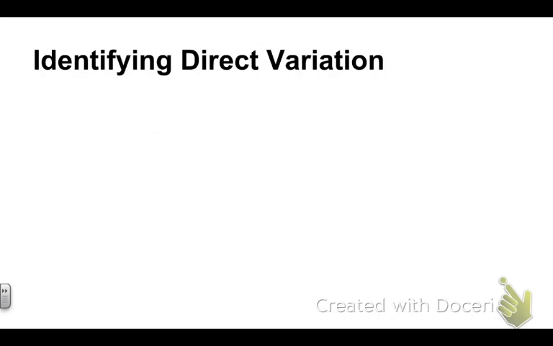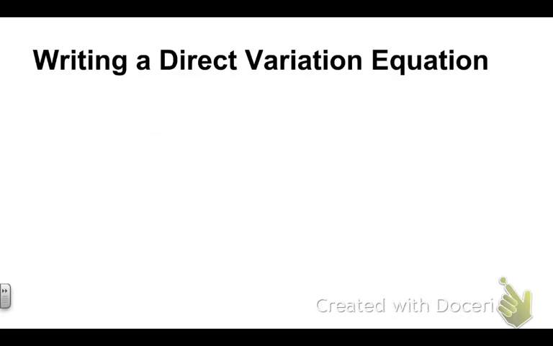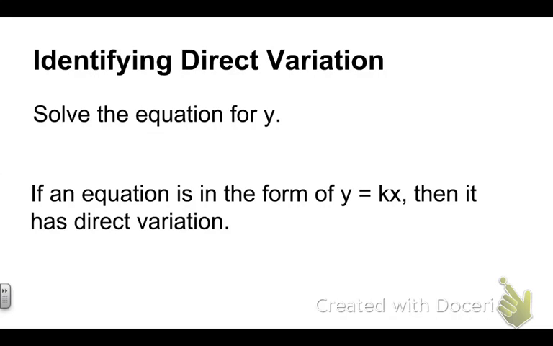Now, to identify direct variation, solve the equation for y. If an equation is in the form of y equals kx, then it has direct variation. If something else is being added or subtracted to it, then it's not. It just has to be a number multiplied by x. That's it.